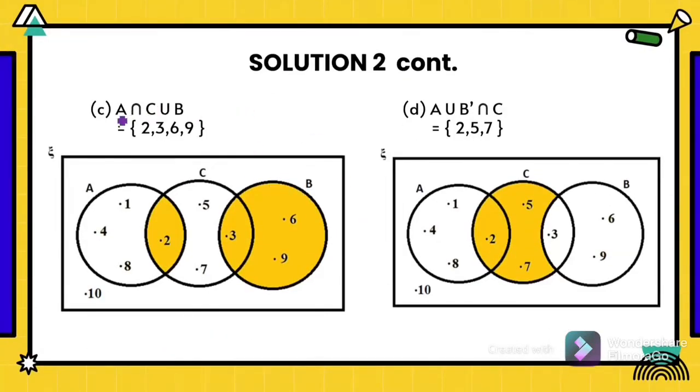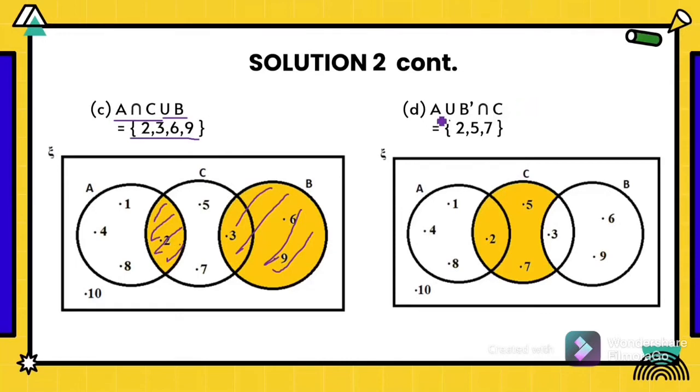Question C, it wants us to find A intersect C, union B. So we find A intersect C first. A intersect C is 2. Union with B, which means we just add the elements in B. So 2 plus 3, 6 and 9. So this is the answer and this is the shaded region.